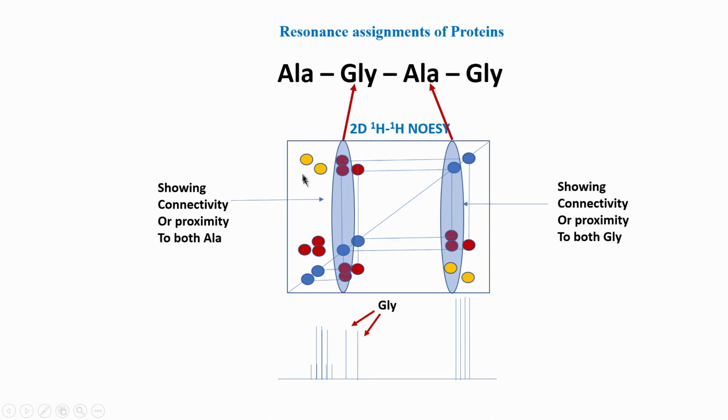So, now what is remaining? One glycine remains, another alanine remains. So, obviously one glycine which remains is this, and this alanine which remains is this. Okay. So, basically that is how we assign a protein.